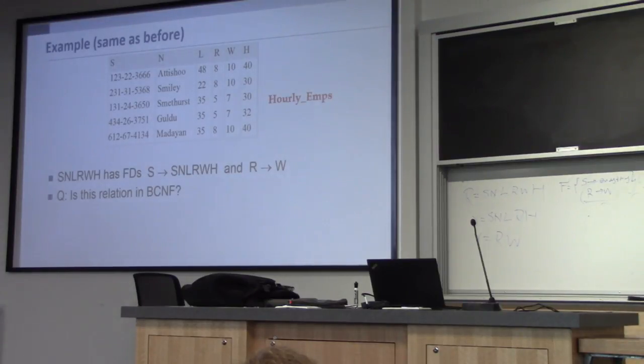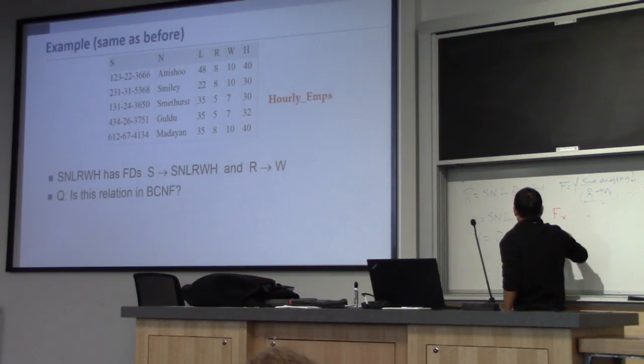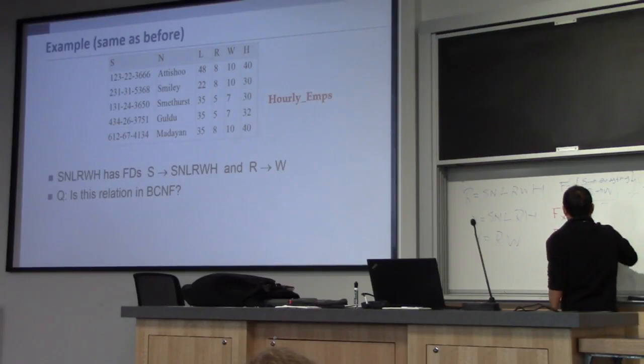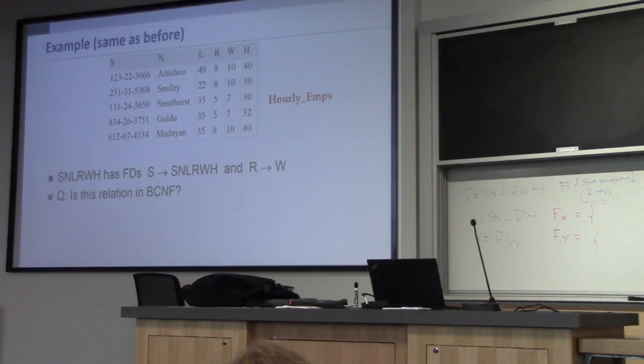So this is my original set of F. What is my F, Fx, and Fy? Can someone tell me? Let's start with a simple one. What are the dependencies in Fy, the ones with respect to the schema Y in this case? R determines W. The only one, right? No guessing, this is trivial. R determines W. What are the dependencies in Fx?